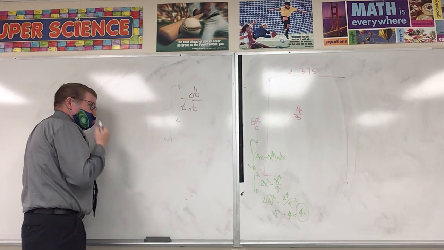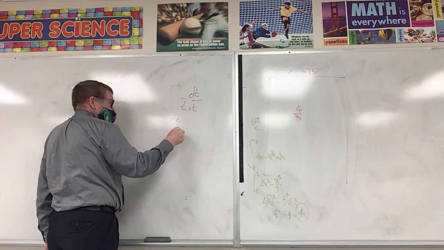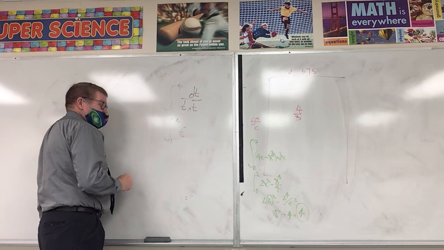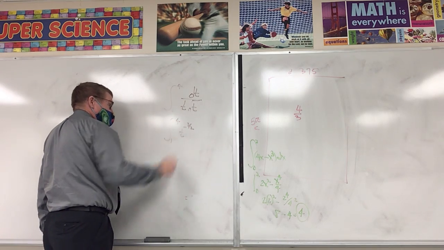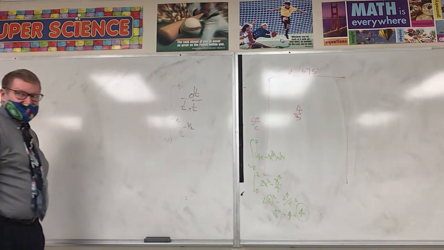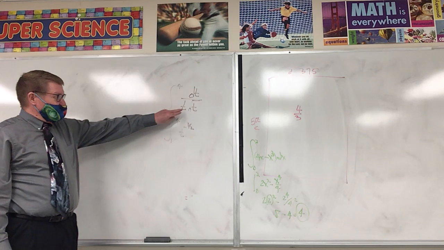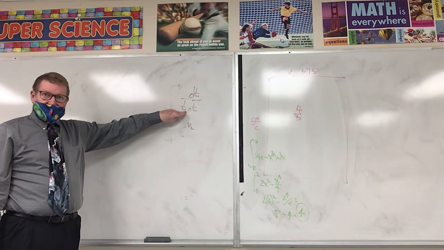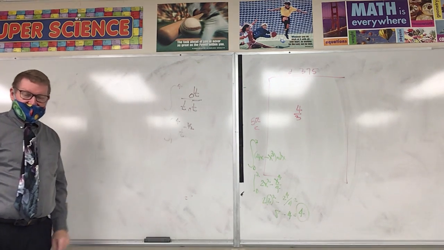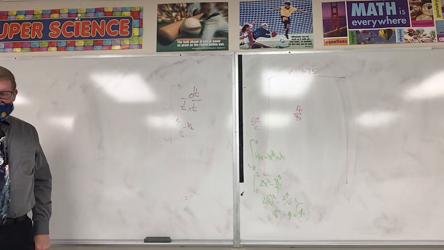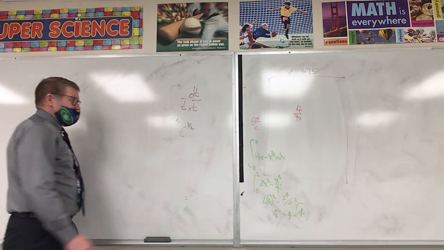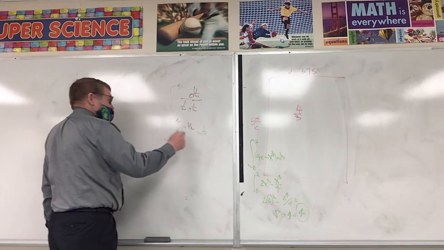So t times square root of t is t to the negative 3 halves. Right, because this is t to the first, this is t to the 1 half. When you multiply with exponents, what are you going to do? Add them. 1 plus 1 half is 3 halves, and then you take it back to the top, makes it negative, right? Now you can take the antiderivative.